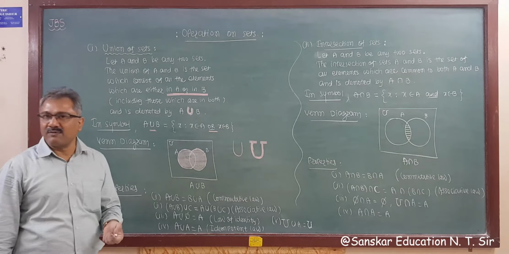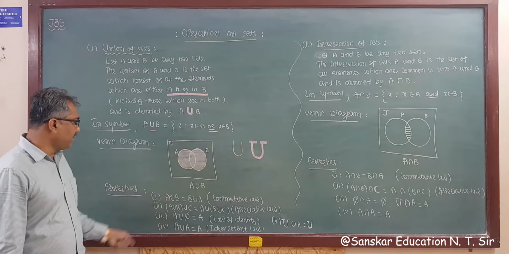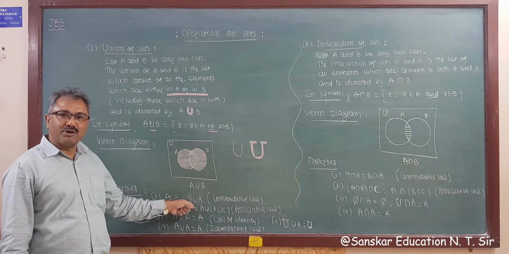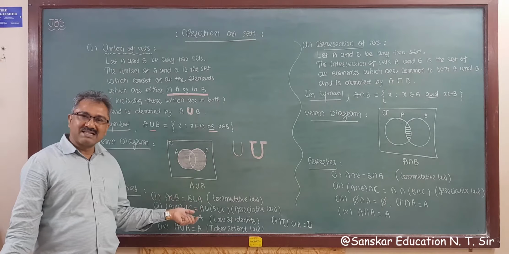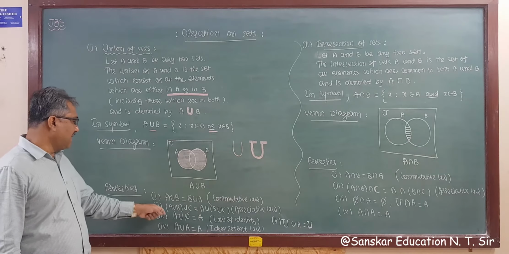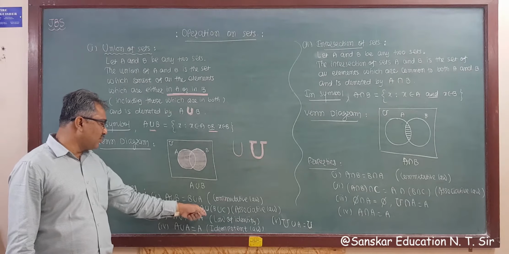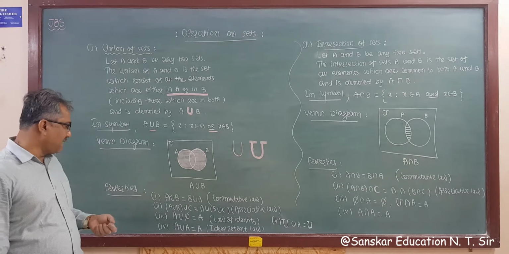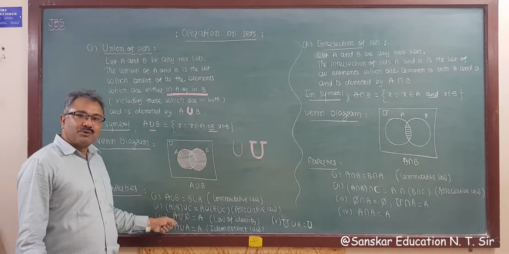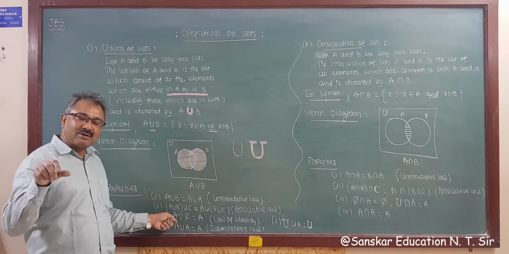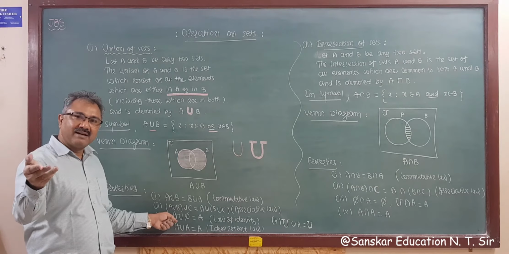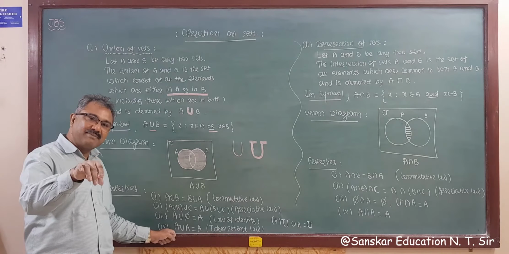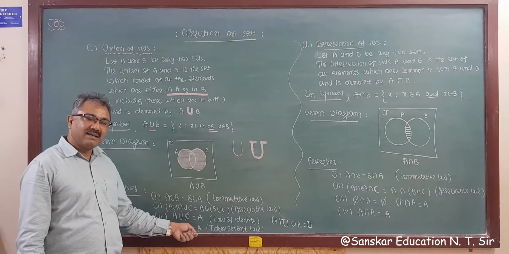Now some properties of the union of sets. First, A union B is equal to B union A. That is the commutative law. Now (A union B) union C is equal to A union (B union C). That is the associative law. Both are the same. A union phi: union with the empty set gives the set itself. And if you take the union of A with the same set A, then the answer is A, right?